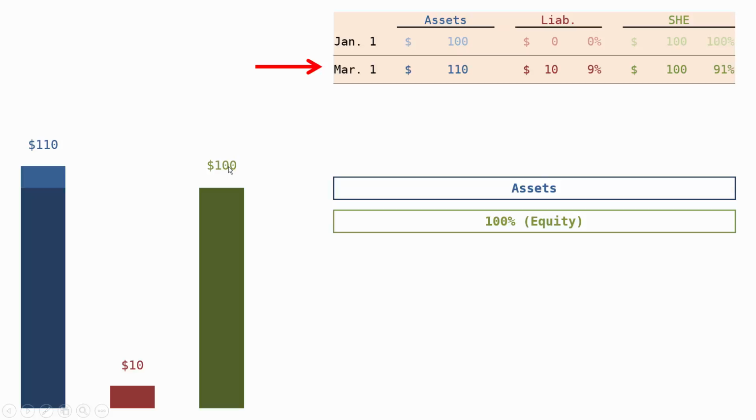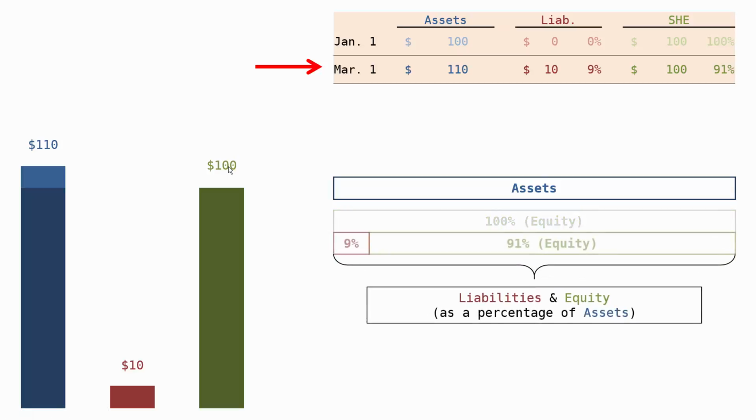So the effect of this is to now say that our capital mix is now 91% equity and 9% debt. In other words, the amount of assets that stockholders have claim to has decreased from 100% to 91%. And the percentage claim of total assets that creditors now have is now 9% of total assets.